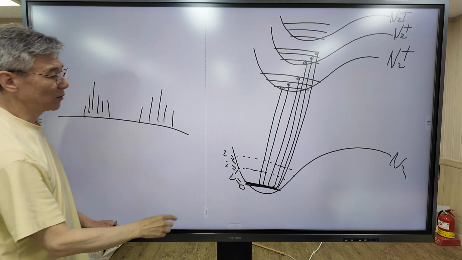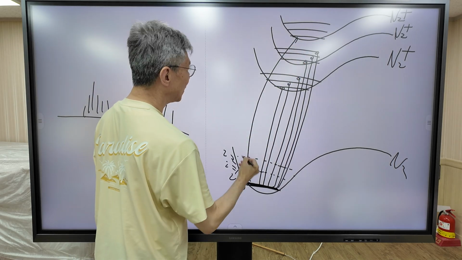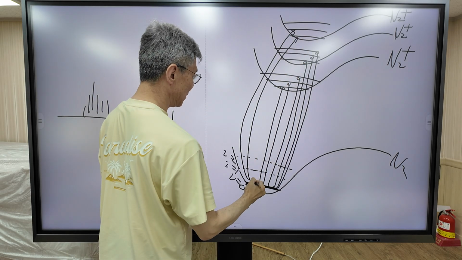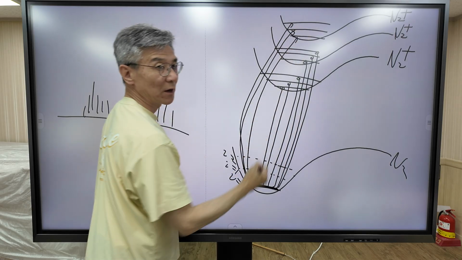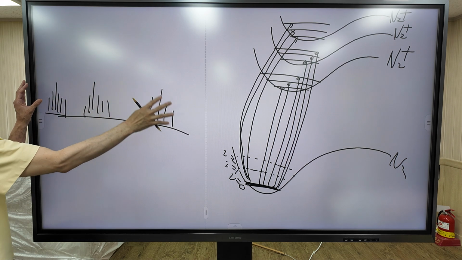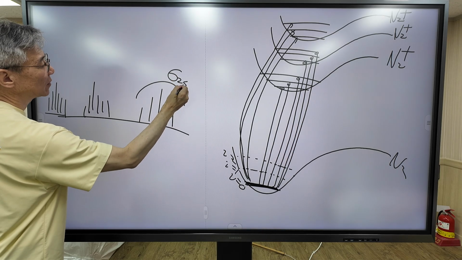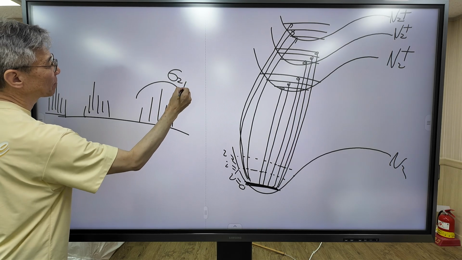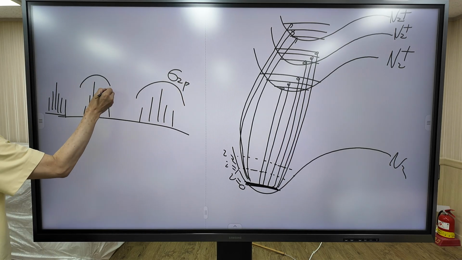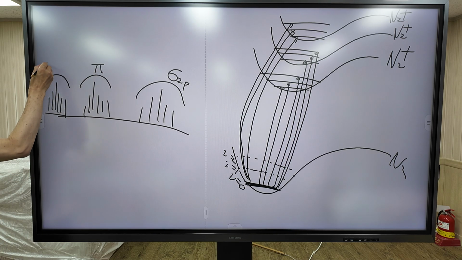And finally, the molecule can make a transition to this potential energy curve with different vibrational levels. So we have another set of vibrational peaks. So we have 3 bands. This one comes from sigma 2p. This band comes from pi. This band comes from sigma 2s.